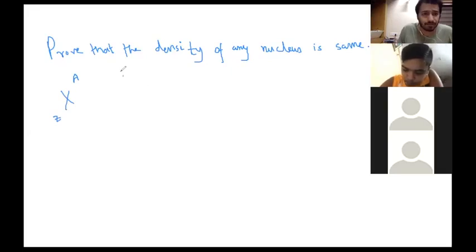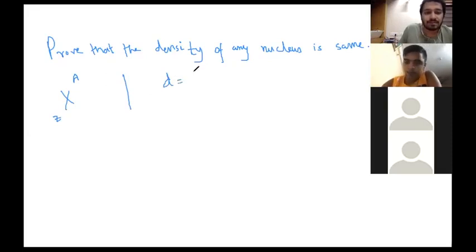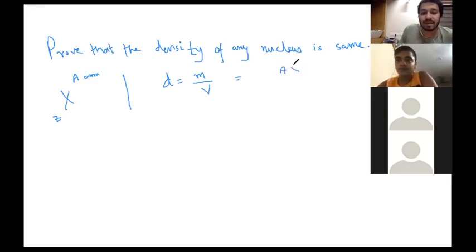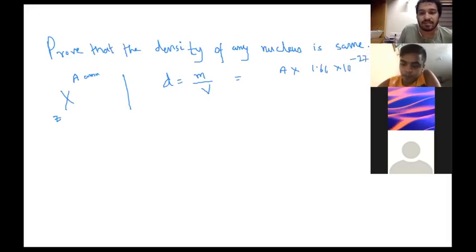Now if I have any nucleus, what is the formula for density? Density is mass upon volume. If the mass number is A, what is the mass of one single atom? A AMUs. So if I convert it into kg, this will be A into 1.66 into 10 to the power minus 27 kg. This is the weight inside the nucleus. Upon what do we divide?